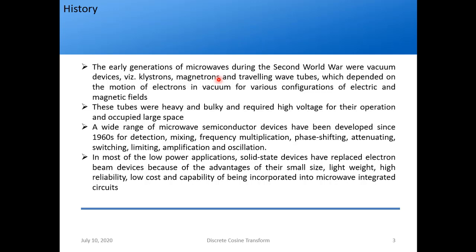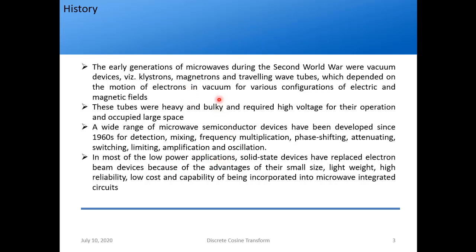If you think in terms of the DC voltage which is required for the electron beam, it is in the range of kilovolts, and in some cases it might go to megavolts also. So this is a huge amount of voltage, right? So obviously there was a need for semiconductor devices. A wide range of microwave semiconductor devices were developed since the 1960s for many applications which are mentioned here. And in most low power applications, solid state devices now have replaced electron beam devices.